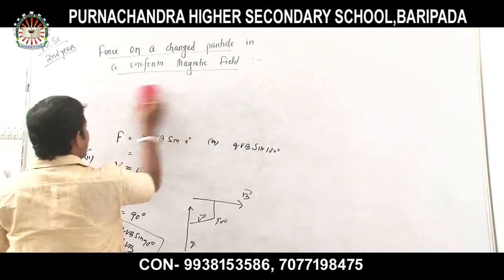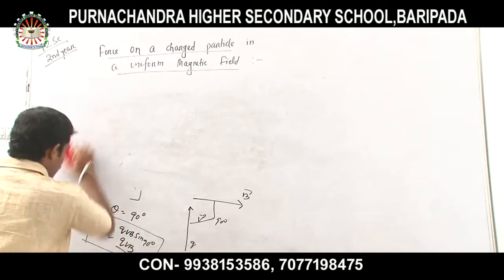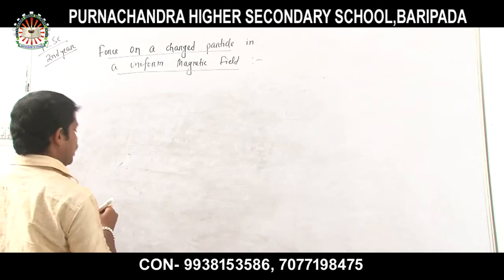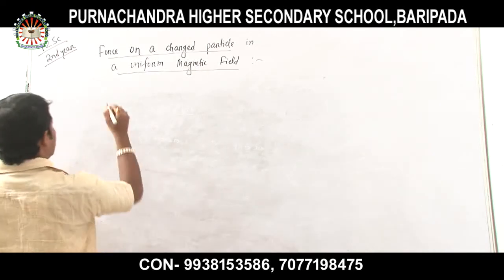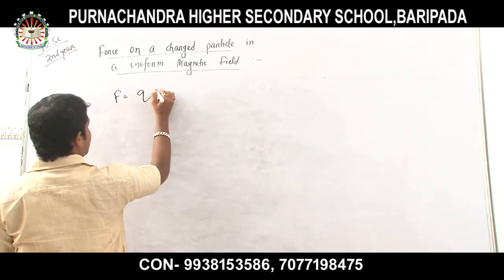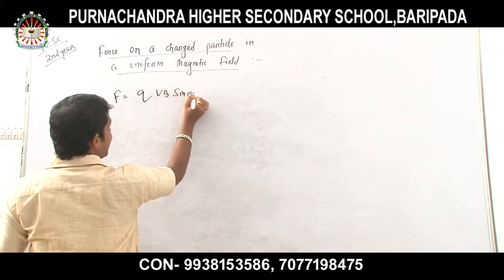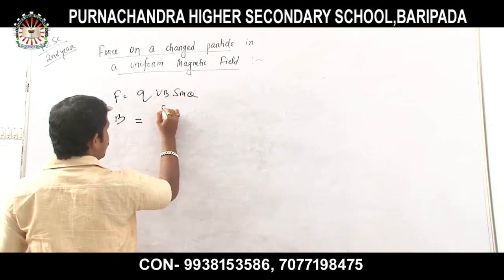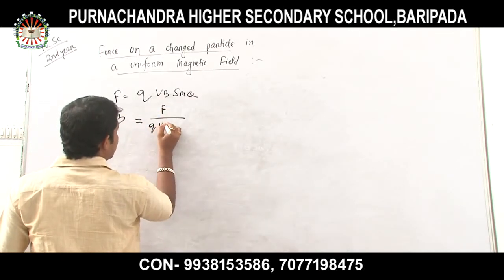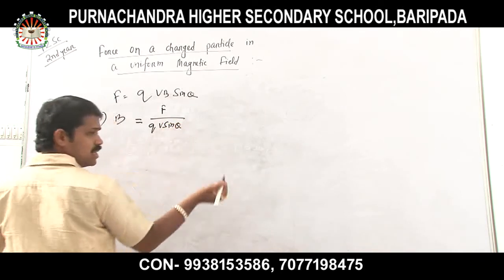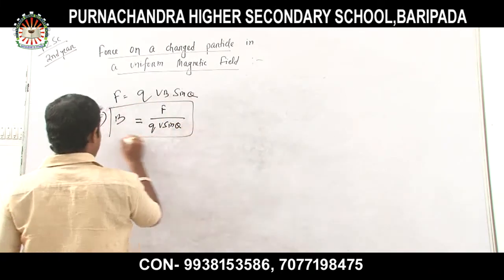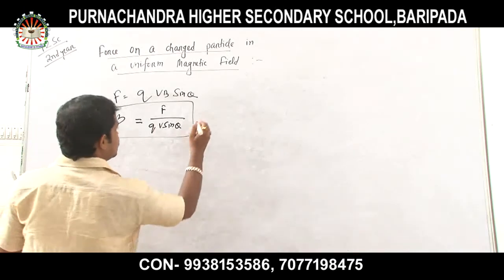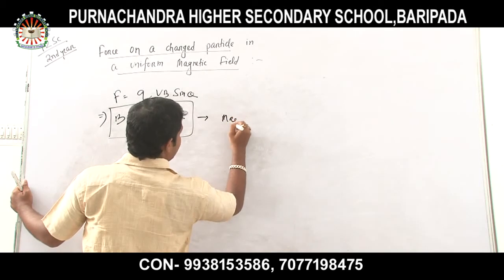Next, we can also define something here. F is equal to q v b sin theta. So from this I can write B is equal to how much? B is F divided by q v sin theta. Understood all of you? Look, this is a very important one. And this B is nothing but the magnetic field intensity. What is B?